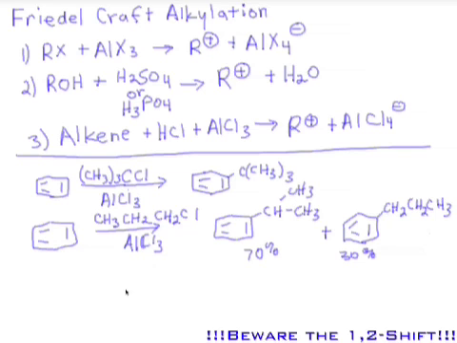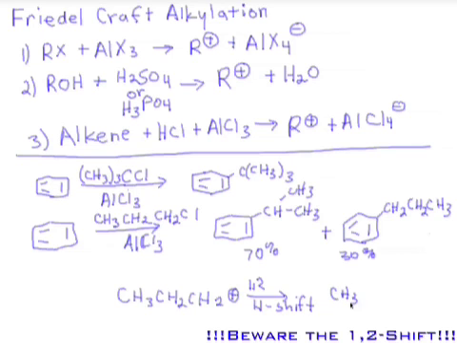Well, AlCl3 would grab the chloride and you'd get propyl carbocation. Primary carbocations are extremely unstable. And so you'll get a 1,2 hydrogen shift. A 1,2 hydrogen shift will produce isopropyl carbocation, which is more stable because the primary carbocation converts to the secondary isopropyl carbocation.